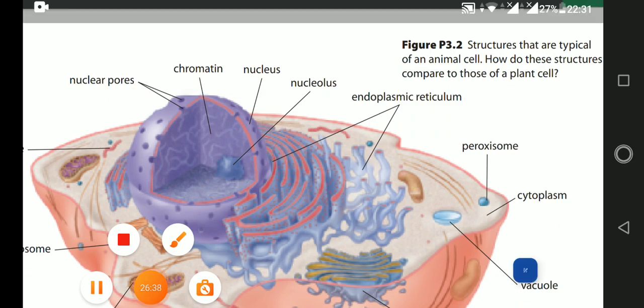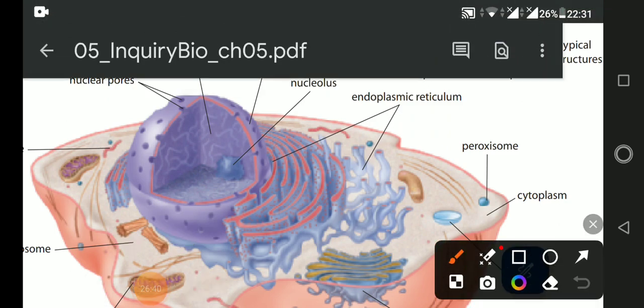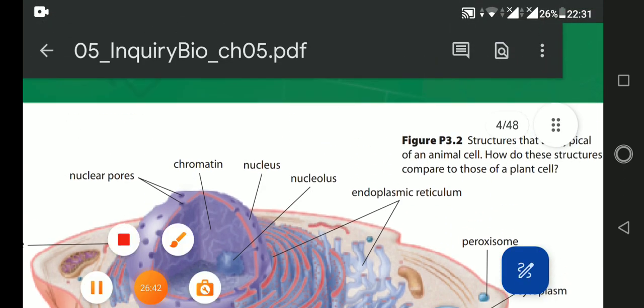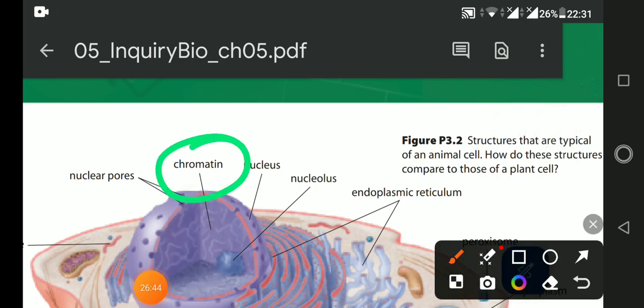So here you can see chromatin, the thin thread-like structure is there, the nucleolus is there, nuclear pores are there.